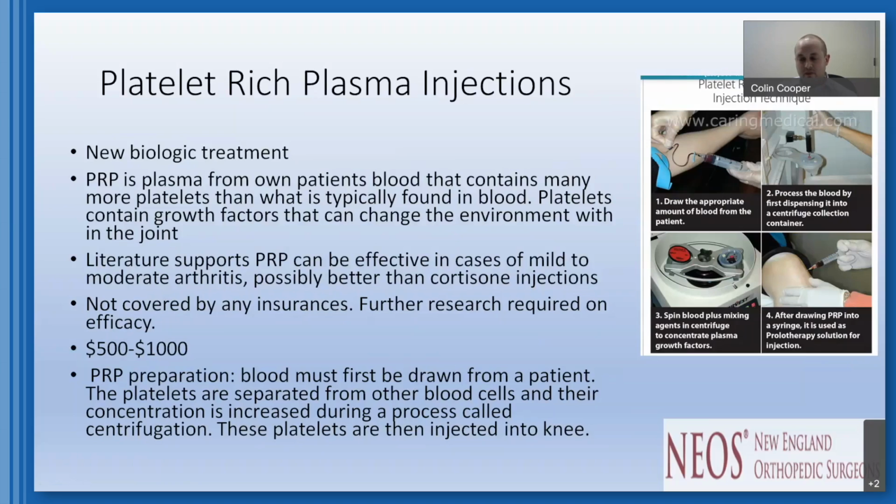These concentrated platelets, or PRP, are then injected into the knee joint, similar to how we would with the cortisone or the viscosupplementation injections. And there's still a lot to be researched on PRP, but the literature has supported that it can be effective in cases of mild and moderate arthritis, and possibly even better results than cortisone injections without that same risk profile. Currently, this is not covered by any insurance, as they're waiting for more concrete data that it's going to be effective before they pay for that.